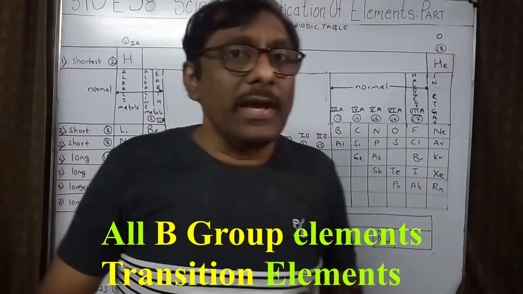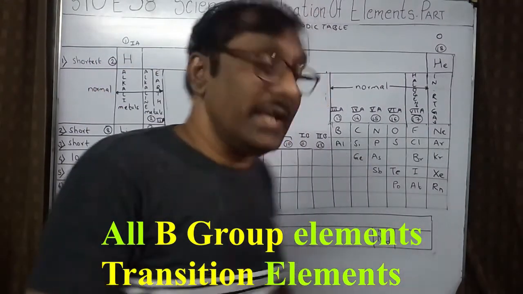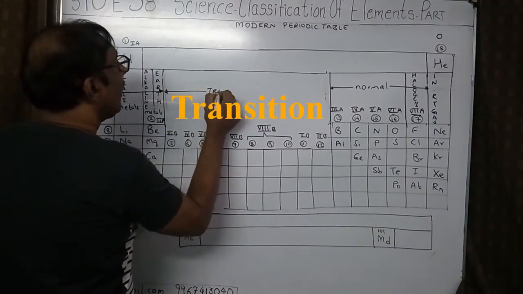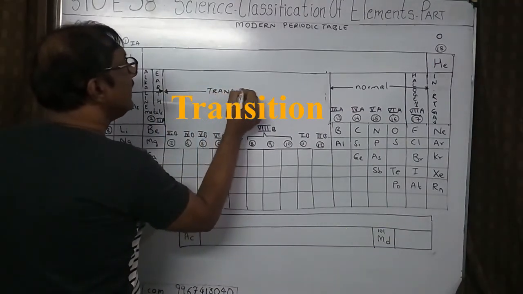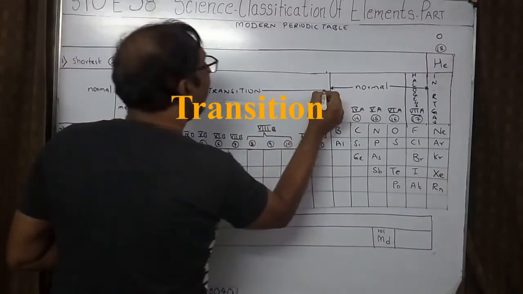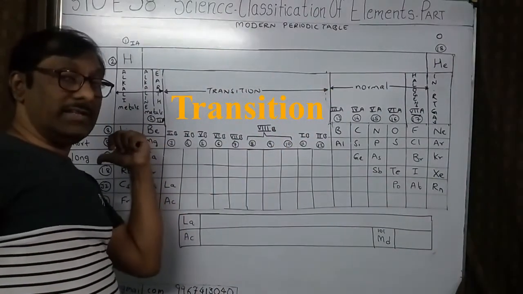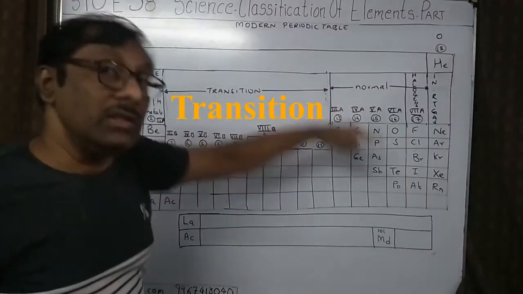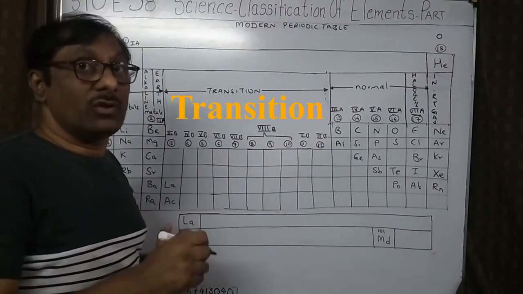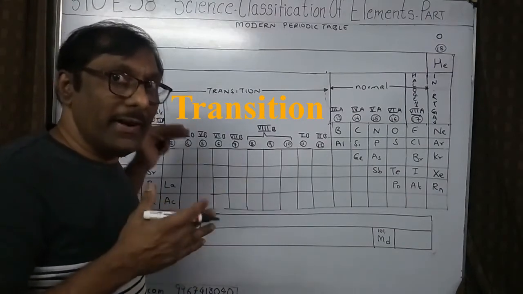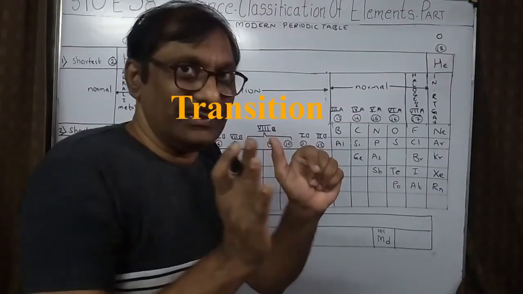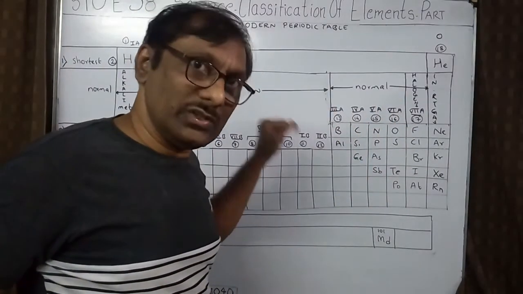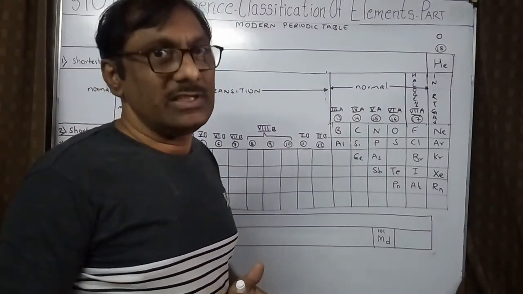All B group elements are called transition elements. Why are they called transition? Because here there are metals and here there are non-metals. Therefore, they are called transition because they show transition from metals to non-metals. The metallic character decreases, the non-metallic character increases. Therefore, they show the transition. Therefore, they are called transition elements.